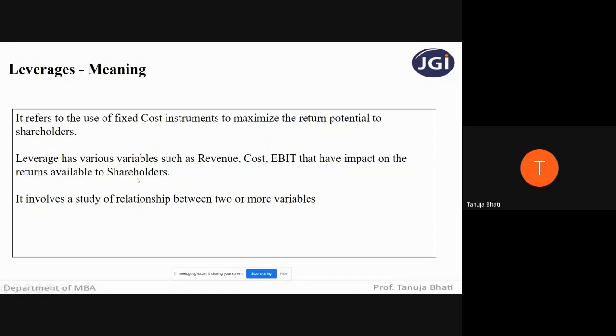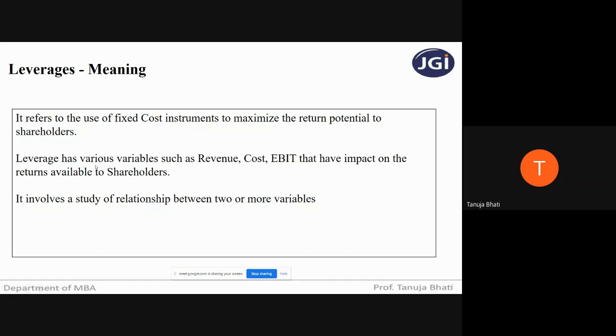available to shareholders. See students, revenue is earned out of the sales that is made during the month or the year. Now, sales is not a fixed element. Sales is a variable element. Why? Because we do not know what is the volume of sales that is going to be every month or every year. It may so happen that the sales may shoot up in a particular month and may be zero in a particular month. So depending upon the demand and the supply, the sales will fluctuate.